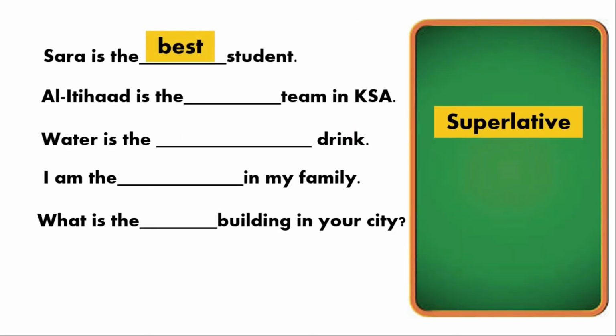Okay, let's look at these sentences here. Sarah is the best student. This is the superlative. She's number one. Al Ittihad is the oldest team in KSA, Saudi Arabia. Notice we have the oldest and then we have the noun team, because obviously adjectives describe nouns. Okay, water is the most important drink. Again, we have the, then we have the superlative, and then we have the noun.